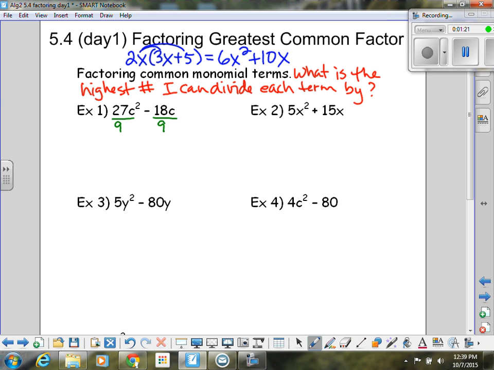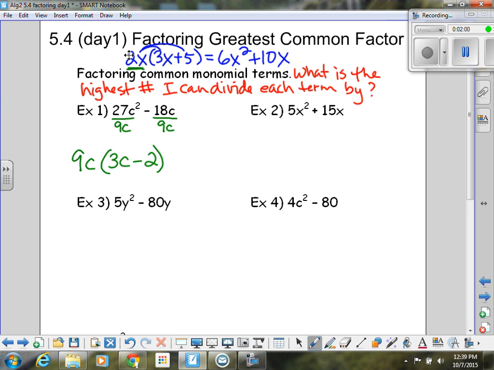And do you see how these both have a c in them? This has c squared, this has c. I'm going to also divide by 9c. So here's what we're doing. Whatever I'm dividing by, that's going to come out in front. That's going to be the number that's in front of the parentheses. And then whatever I get when I divide, that goes inside of the parentheses. So when I do 27c squared divided by 9c, that gives me 3c. 18c divided by 9c, that gives me 2. So I have minus 2. So that's what we're doing when we do the greatest common factor.